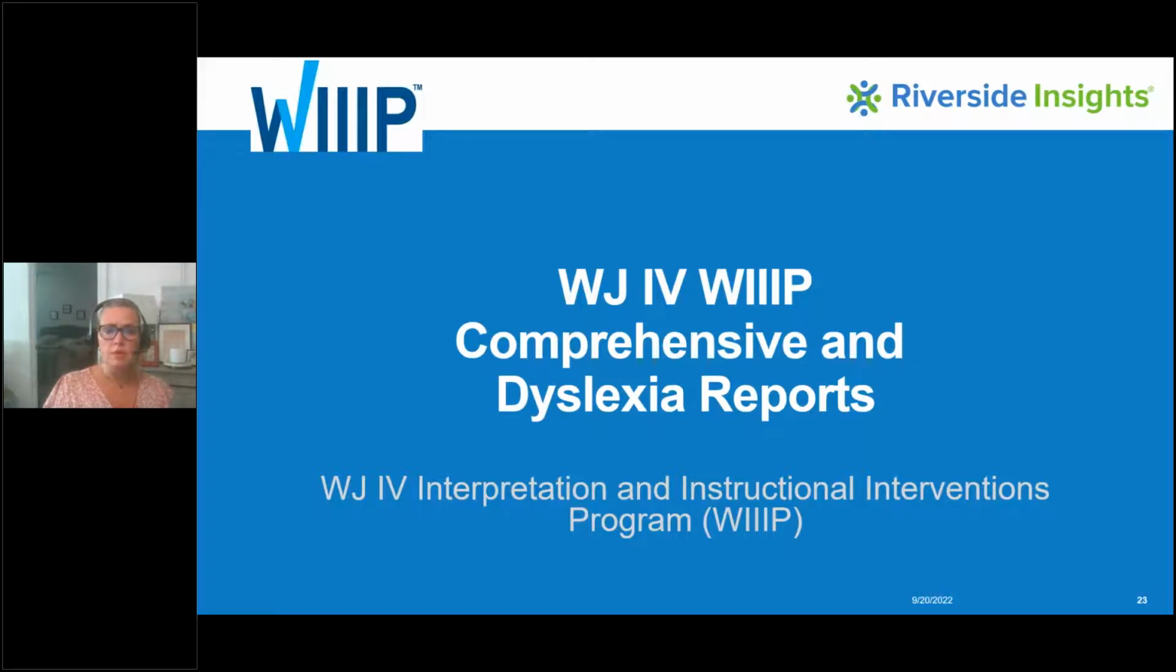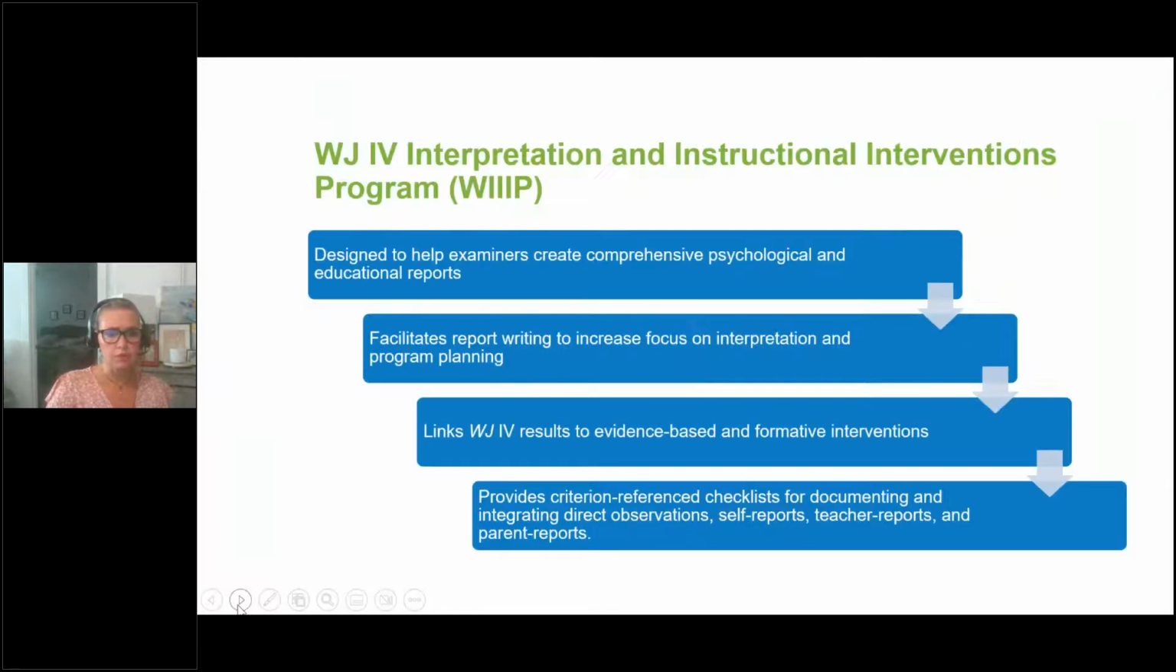So within the WIIP, I'm going to go through and just kind of show you some of the major features of the WIIP, and we're going to start off with the comprehensive and dyslexia reports. So when you use the WJ products or the ECAD, you get a score report. So that's something that comes along with your purchase of the kit. But if you want to go deeper and get a more comprehensive report, you would have to use the WIIP program. So it provides you with a more comprehensive report, but it also has this dyslexia report that I'll highlight as well to show you.